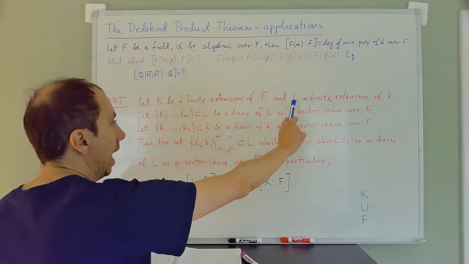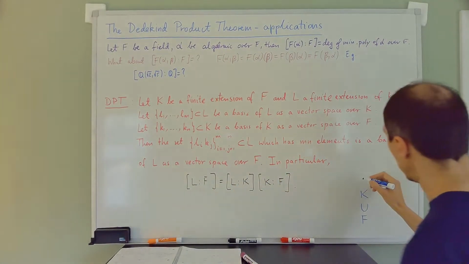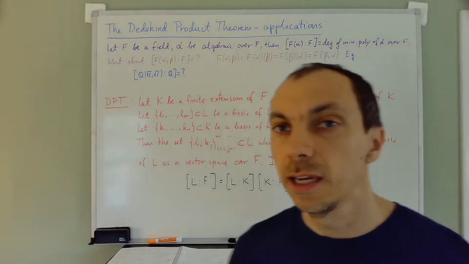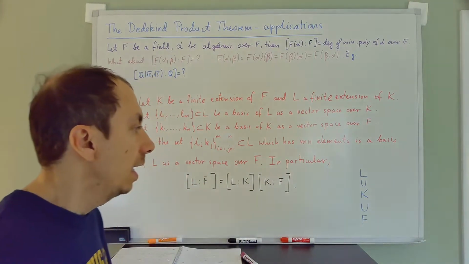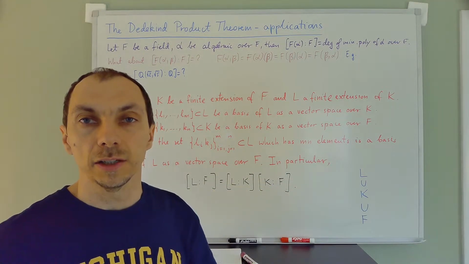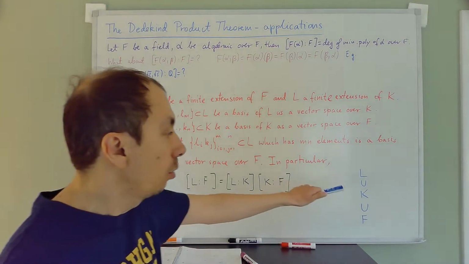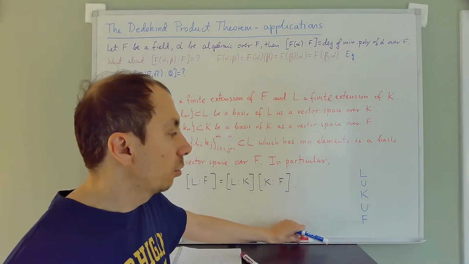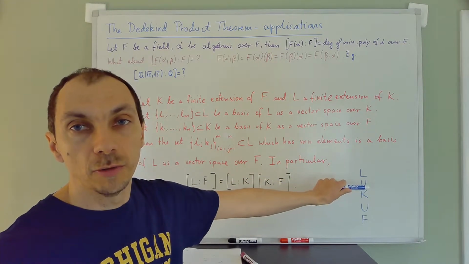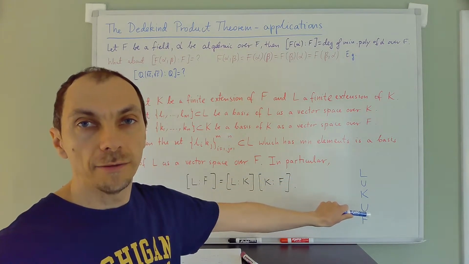And then I take L to be a finite extension of K. So that means there's another field which contains K. And now one of the basic observations here that is crucial for the Dedekind product theorem is that K is a vector space over F, finite dimensional. L is a vector space over K, but also L is a vector space over F.